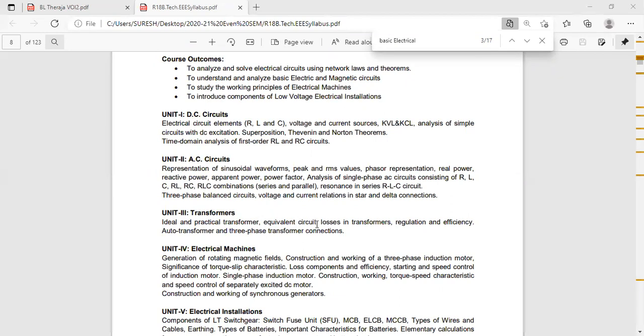Then today we have discussed the equivalent circuit. On losses in transformer, we have discussed iron loss and copper loss. For iron loss, how are we determining it, by using which test?